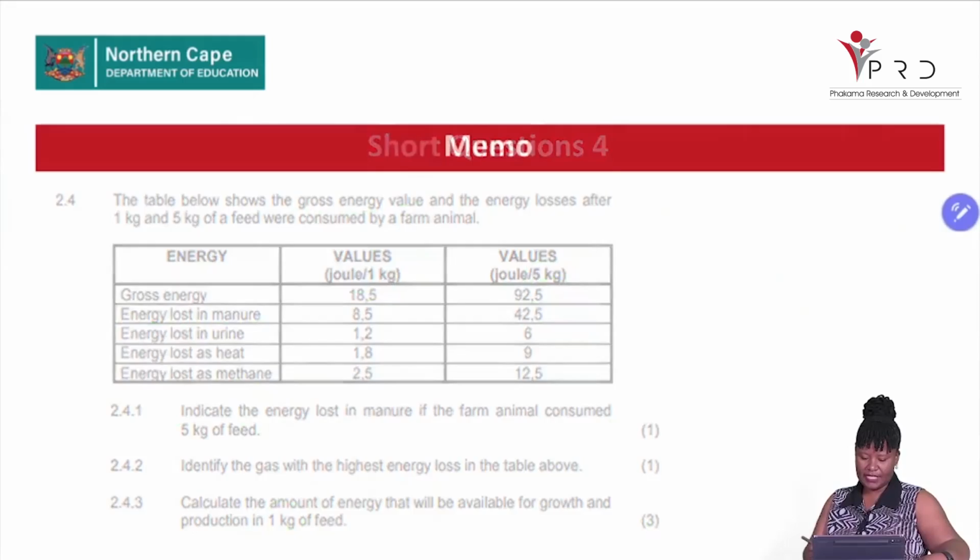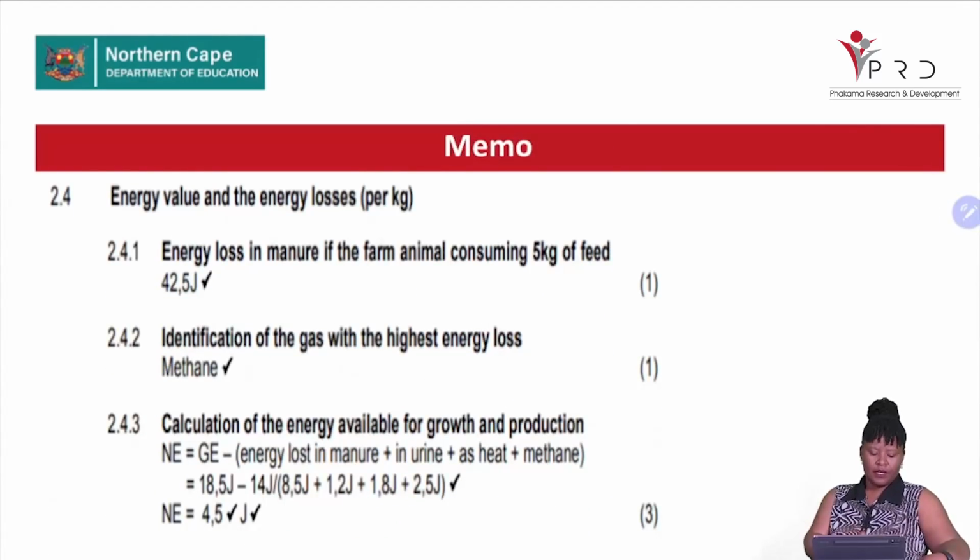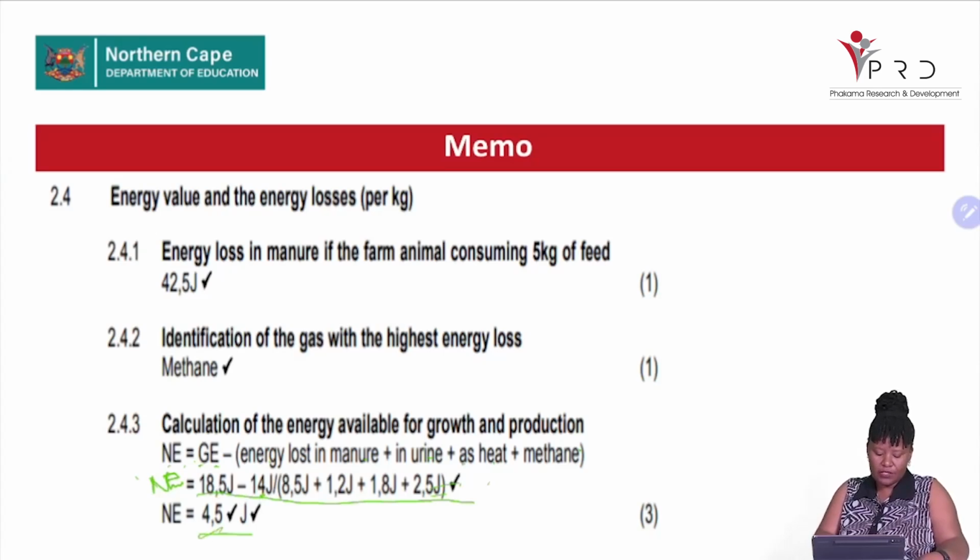How is it allocated, these 3 marks? You have said net energy is equal to gross energy minus energy lost in manure plus in urine plus as heat plus as methane. We started with this one. So in order to have your net energy, you have done this one. You have shown your calculations. You have shown us how you got your 14 joules. So 18.5 minus 14 joules, you get your 4.5 joules. That is free. So always play safe, show all your calculations.